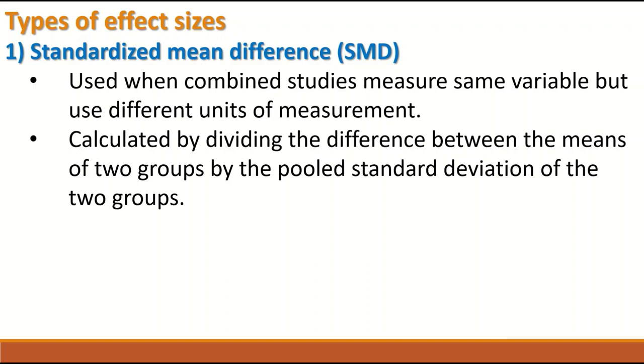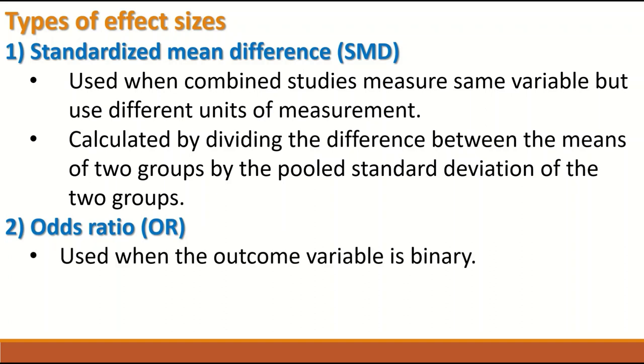then the standardized mean difference will be used to determine the effect size. The standardized mean difference can be calculated by dividing the difference between the means for the two groups by the pooled standard deviation of both groups. So you take the standard deviation for both groups and the mean difference between the two groups, and then you divide the mean difference by the pooled standard deviation. So this is one of the effect sizes.